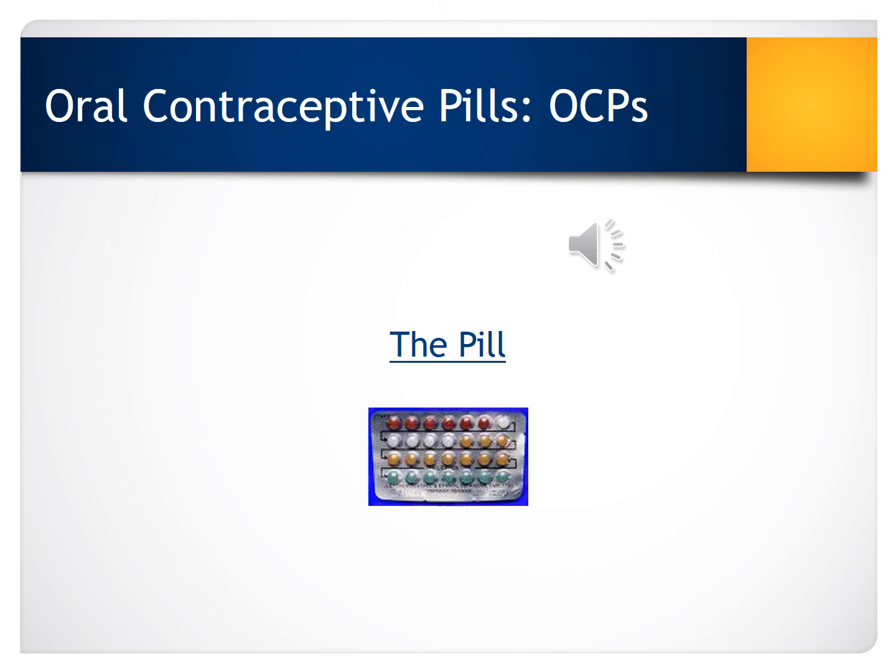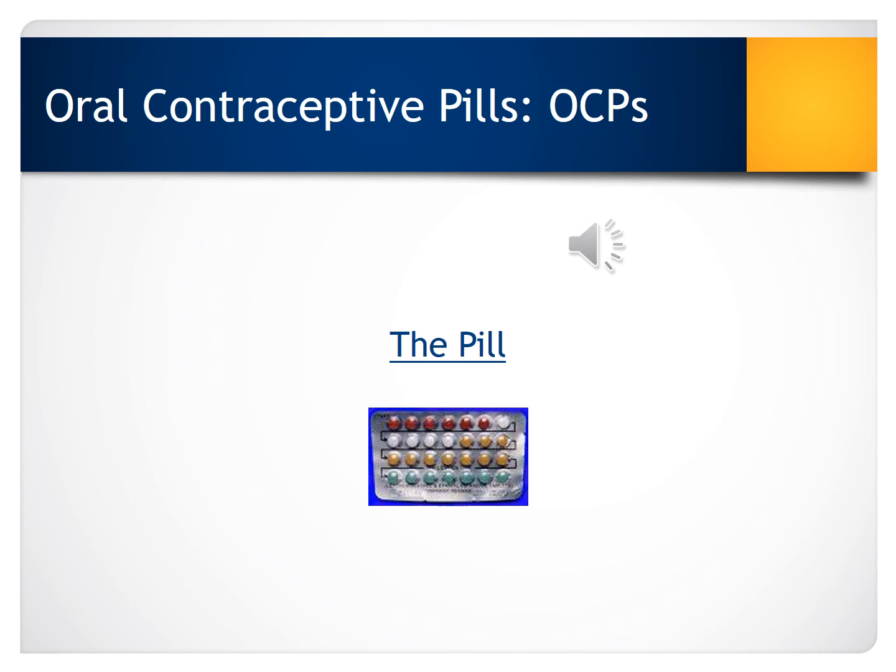Oral contraceptive pills, or the pill, were first introduced in the late 50s. The main mechanism of action of oral contraceptive pills is to prevent ovulation. There are different types of oral contraceptive pills. You have combined oral contraceptives, which is most common, which contains both estrogen and progesterone.